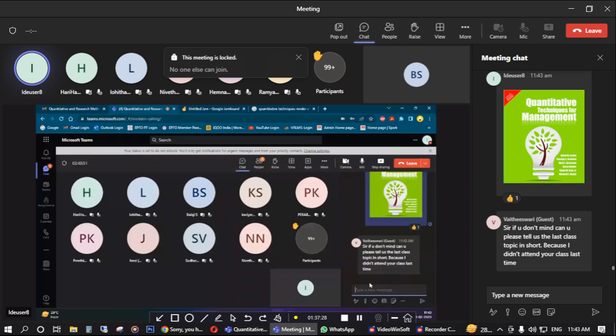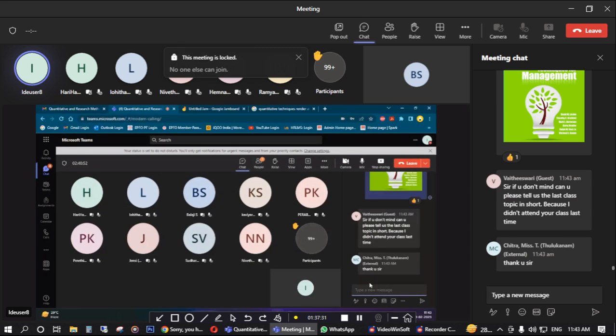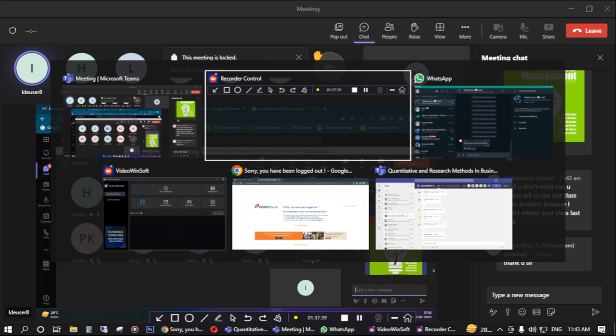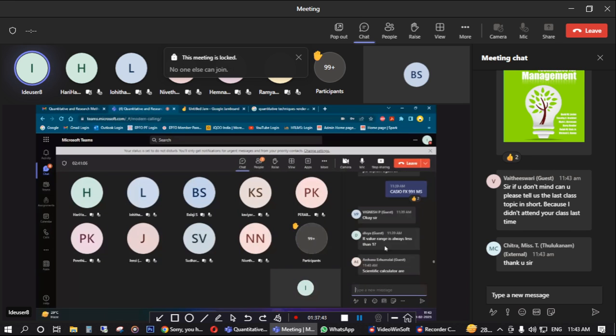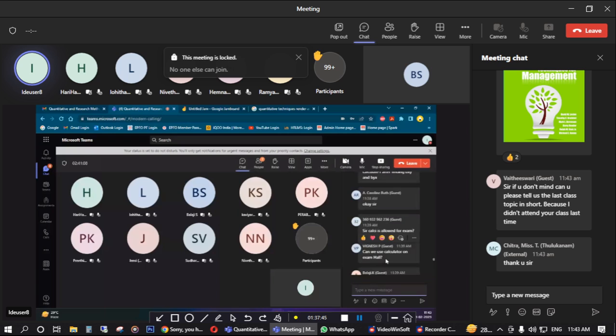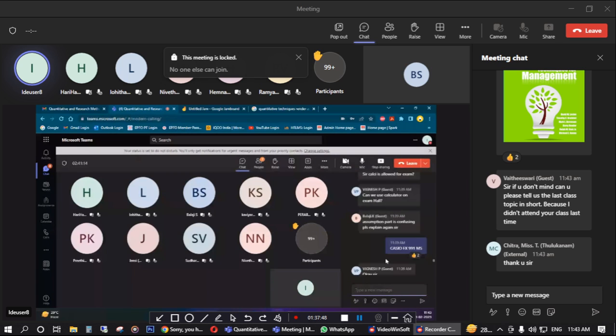Sir, if you don't mind, can you please tell us the last class topic in short, because I didn't attend your class last time. Last class we did correlation and regression. Okay, you all can take a break. I will just explain the concept to one of the students who has asked me. Okay, Balaji, I will explain that part.